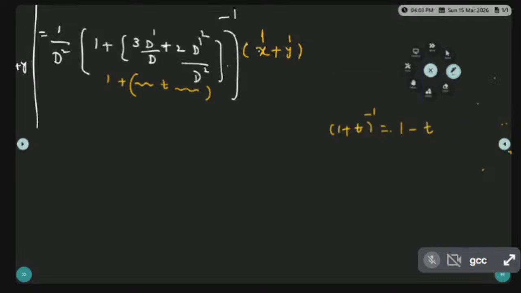Now, 1 by D². Now, (1 plus t) whole power minus 1. Expand this. Expand. (1 plus t) whole power minus 1 gives 1 minus t. Everybody notice here.